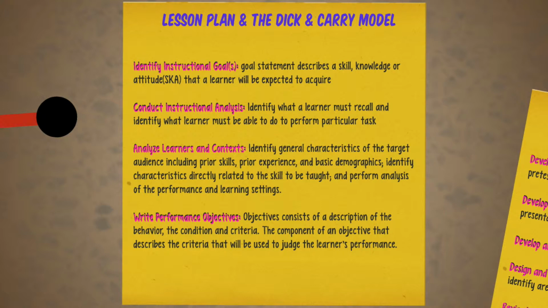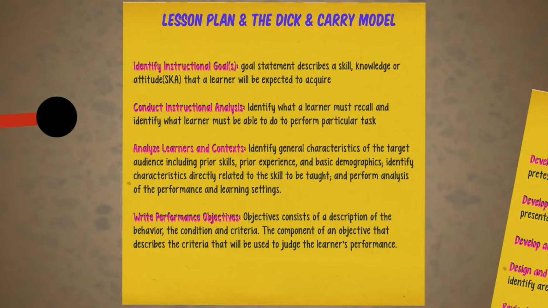The second component of the Dick and Carey model is to conduct instructional analysis. This is when students recall how to work with the camera. They gain attention by asking if they noticed this in the movie or if they've seen this in past movies. So this is done also during the discussion portion.